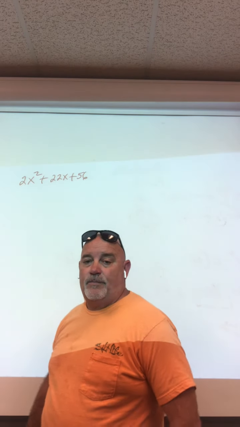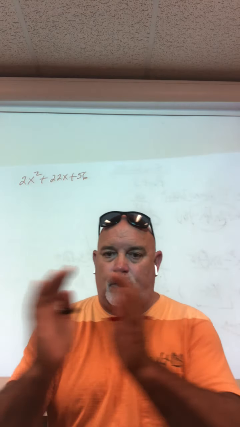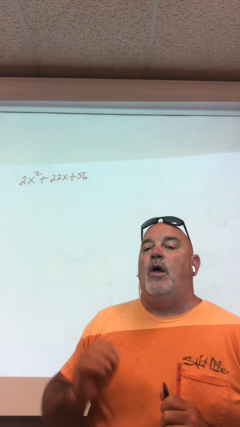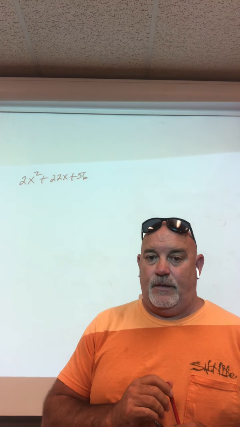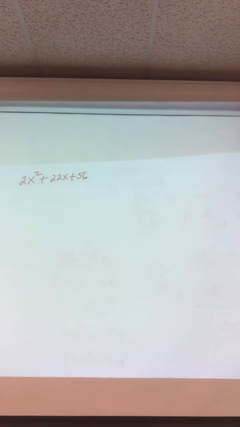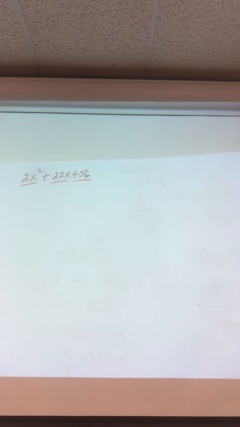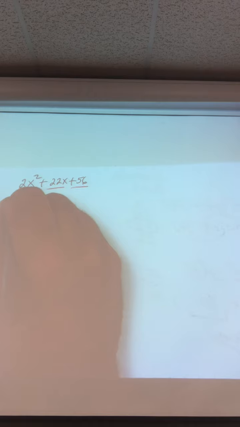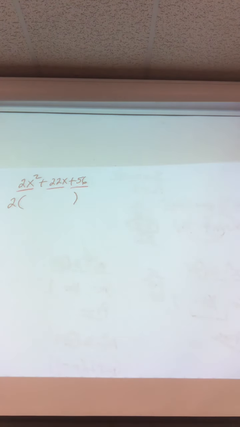You'd be correct. But remember, before you even look at a trinomial, before you do your two sets of parentheses, what is the first thing you always have to look for when you're factoring? A GCF. Now, look back at this problem again. Does this problem have a GCF? Yes. 2, 22, and 56. 2 goes into every one of these. So your GCF is 2.